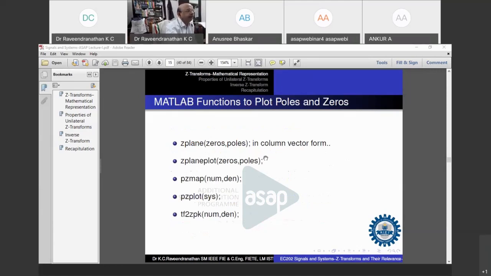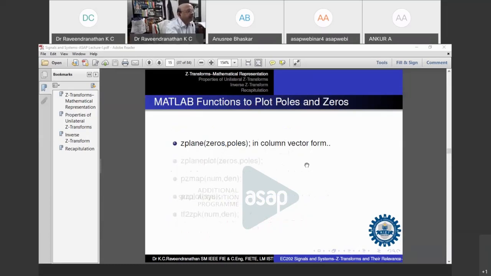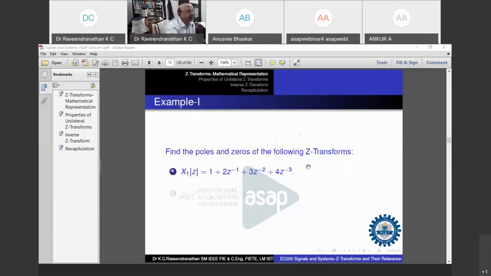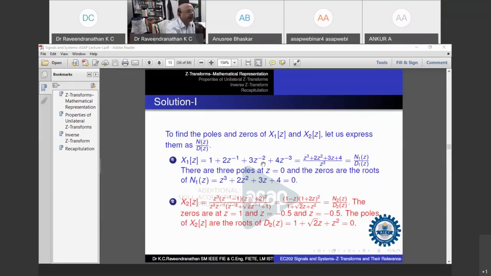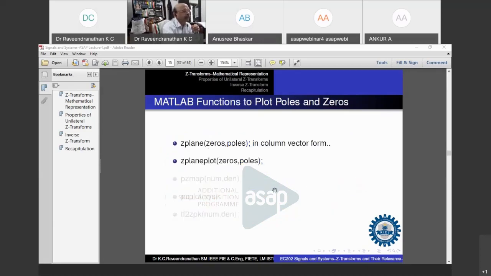Then sometimes you are asked to plot the poles and zeros of X of z by expressing it as a numerator polynomial divided by a denominator polynomial, a rational form. That is another set of questions, which I have done here, right? When it appears to be a polynomial, we can express it as a numerator divided by denominator, and finally obtain the poles and zeros by equating the numerator polynomial and denominator polynomial to zero and solving for them, right? Such kind of questions are also possible in the exam.